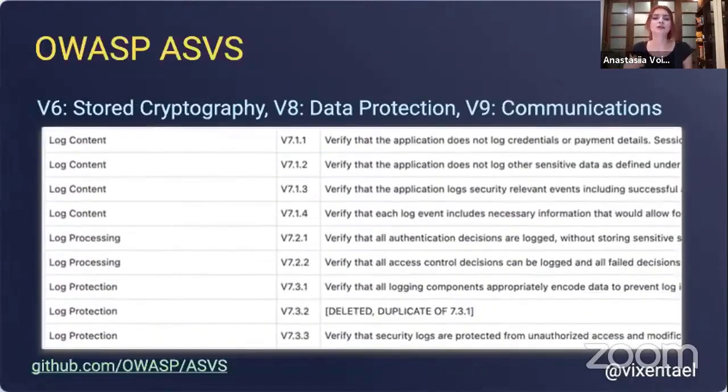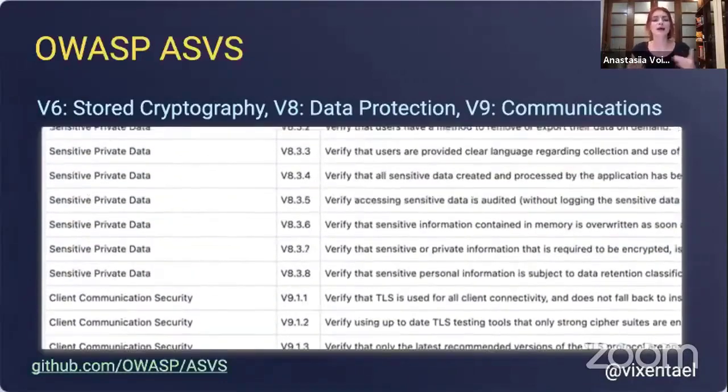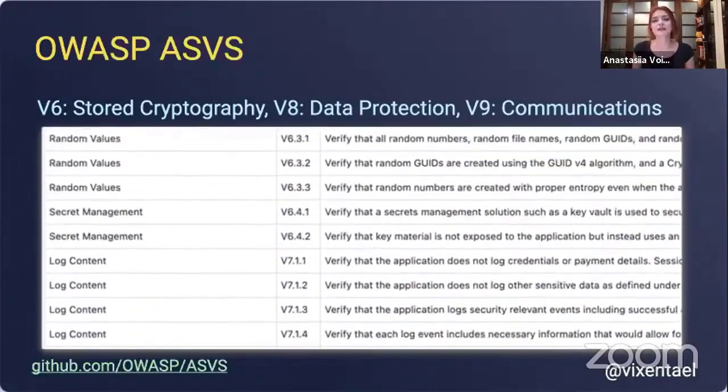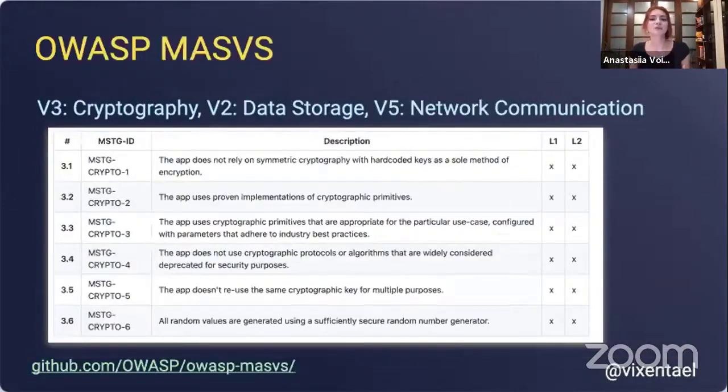Let's continue with OWASP. You can find a lot of cryptography-related and data security-related requirements in OWASP ASVS, which are placed mostly in chapters 6, 8, and 9. A lot of them. And you can find some of them in OWASP MASVS, the mobile application security verification standard. They are placed in chapters 2, 3, and 5. On the screenshot you can see chapter 3 with MSTG-CRYPTO. And as I know, MASVS and MSTG are being refactored right now, so maybe in the future we will see even more requirements regarding data security.